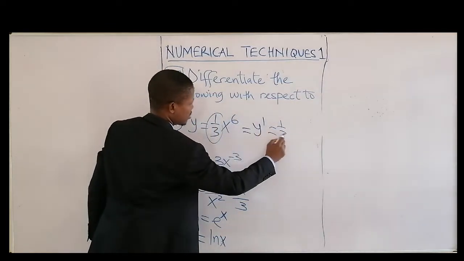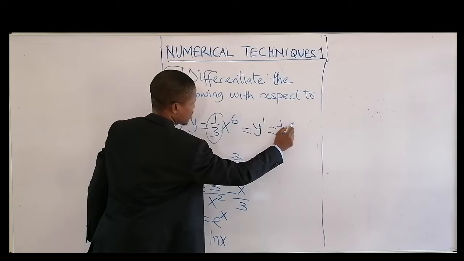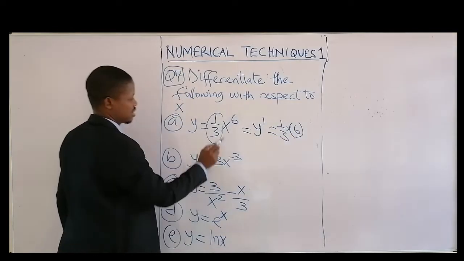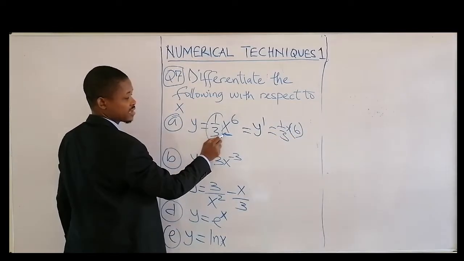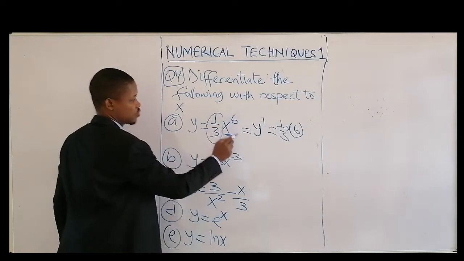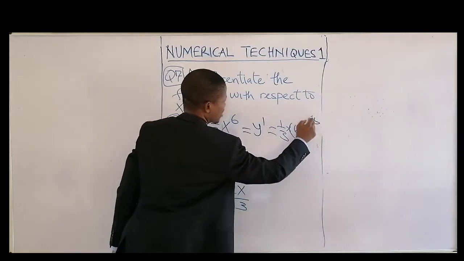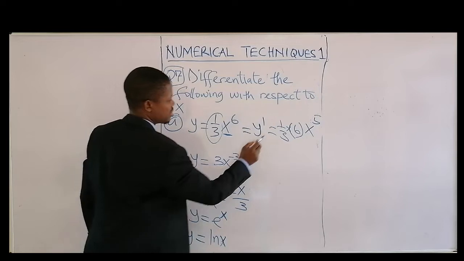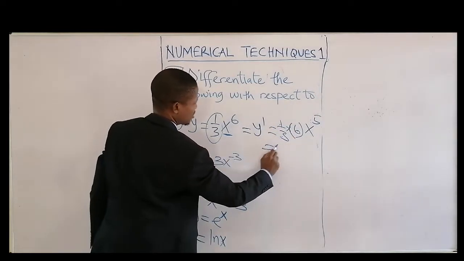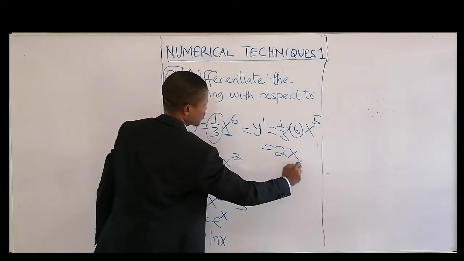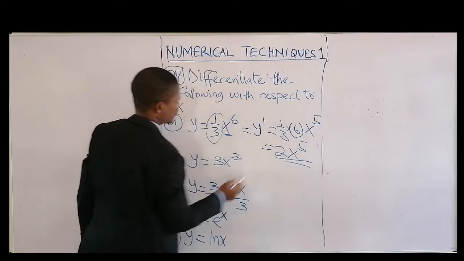That's 1 over 3 times 6, and then this x to the power 6, the power minus 1. That's what? x^5, and that will give me 1 over 3 times 6. That's 2x^5. So that one is done.